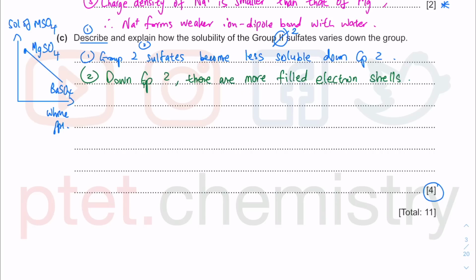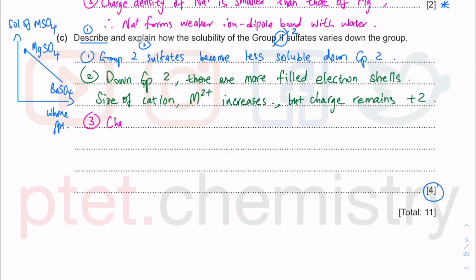So down group 2, there are more filled electron shells, so size of cation will increase. Size of cation M2 plus, because all the group 2 ions when they form sulfate will be M2 plus, increases because there are more shells, so it gets bigger in size, but the charge remains the same, plus 2. If that is true, what we can say about the charge density is that the charge density of the cation would decrease.